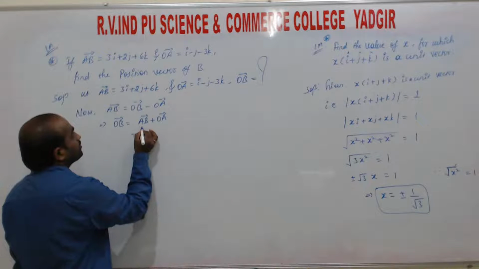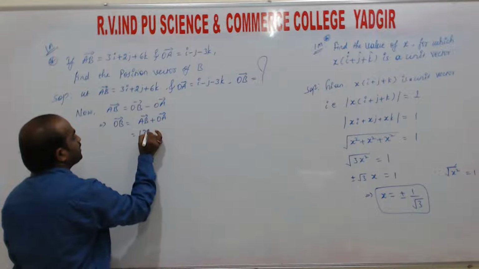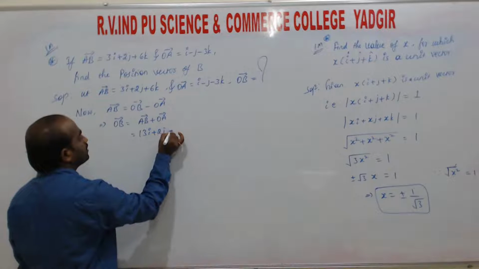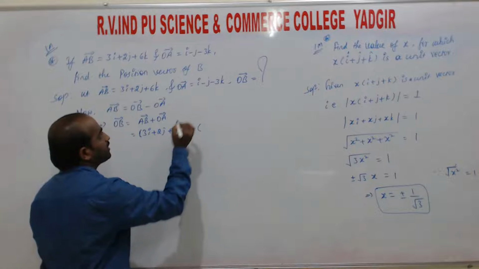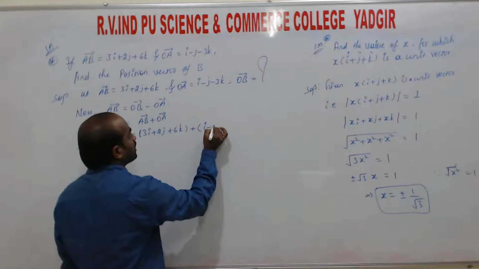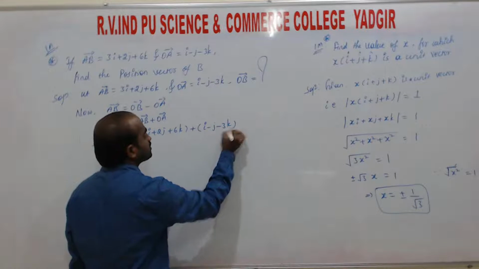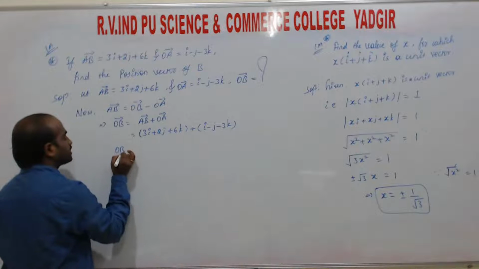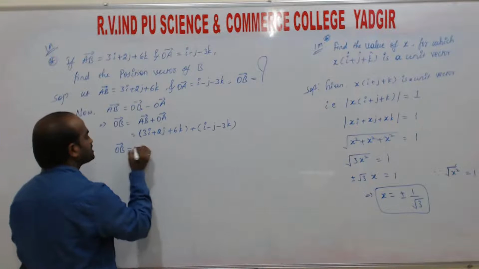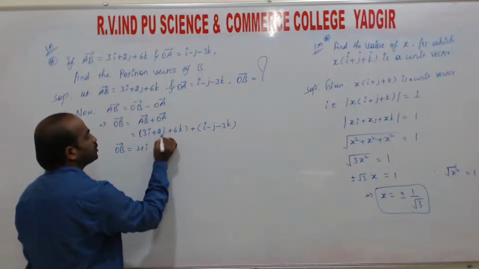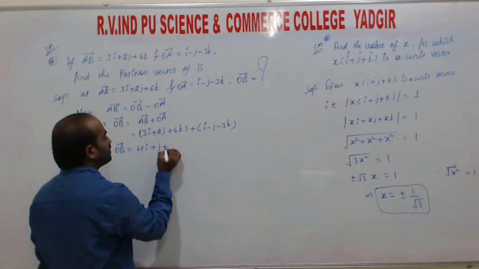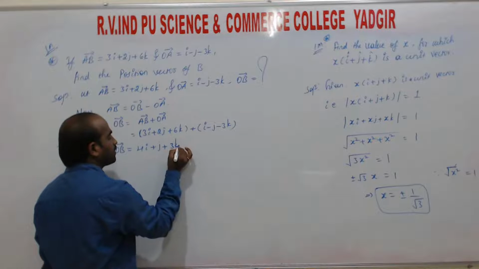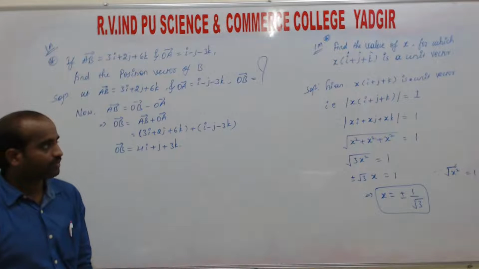Substituting, AB vector is 3i plus 2j plus 6k plus OA vector is i minus j minus 3k. OB vector is equal to 3i plus i, 4i; 2j minus j, j; 6k minus 3k, 3k. Okay?